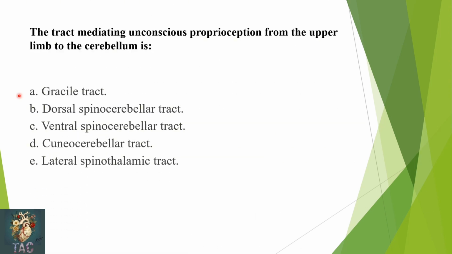The tract mediating the conscious-unconscious proprioception from the upper limb to the cerebellum is... So this is unconscious proprioception, an important point. And next important is from upper limb to the cerebellum. The options are gracile, dorsal spinocerebellar, ventral spinocerebellar, cuneocerebellar and lateral. So the correct option is the cuneocerebellar pathway, because this is the pathway which is carrying the unconscious proprioception from the upper limb to the cerebellum.